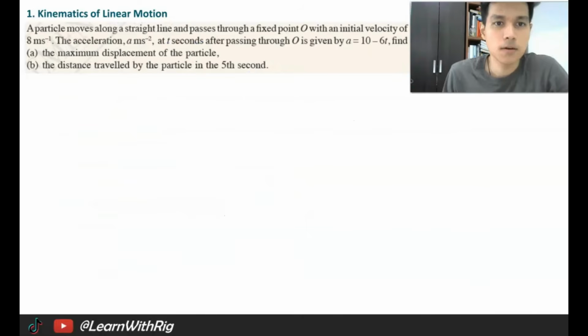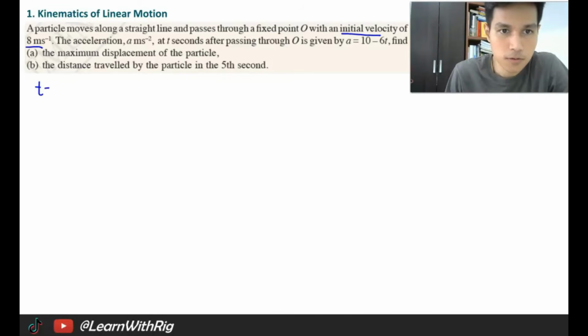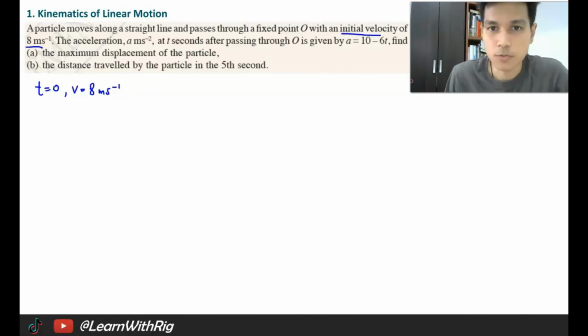Clear? A particle moves along a straight line and passes through a fixed point O with initial velocity. So again, they give you an initial velocity of 8. That means when t equals 0, v equals 8 meter per second. And the acceleration after passing through O is given by a function. Find the maximum displacement.